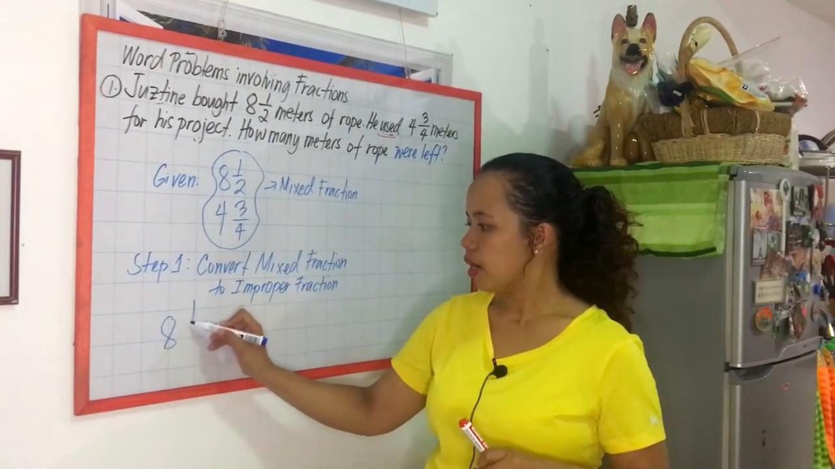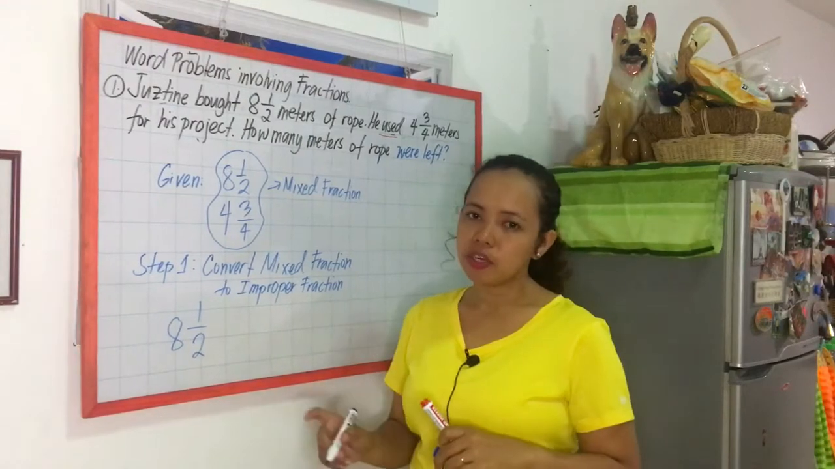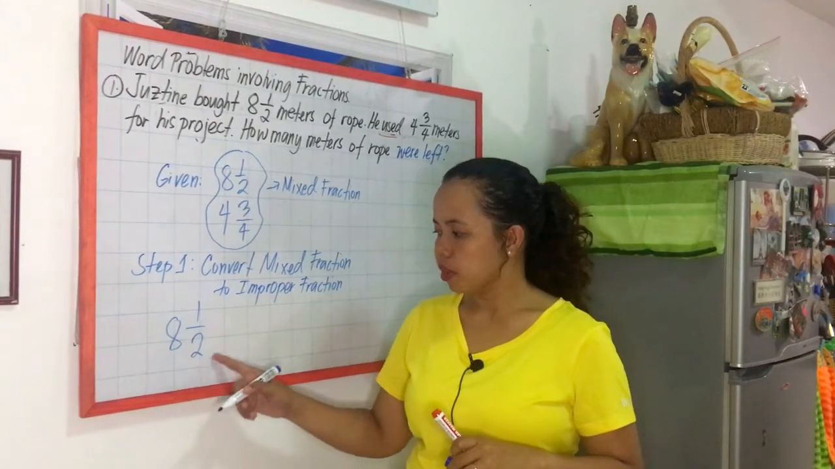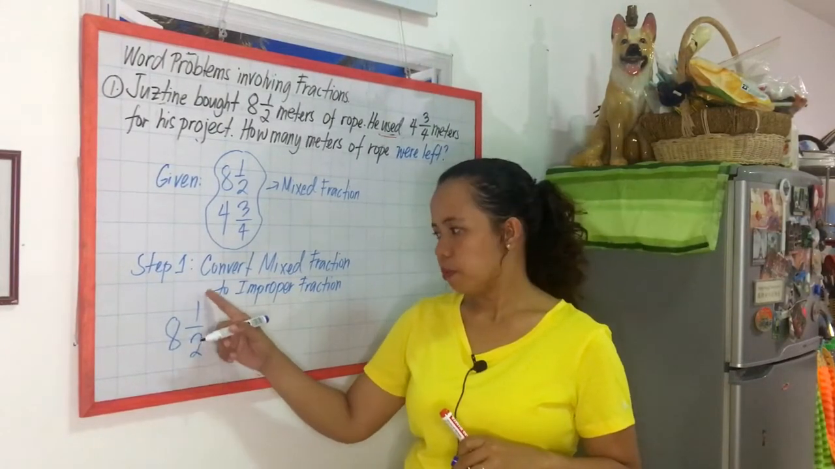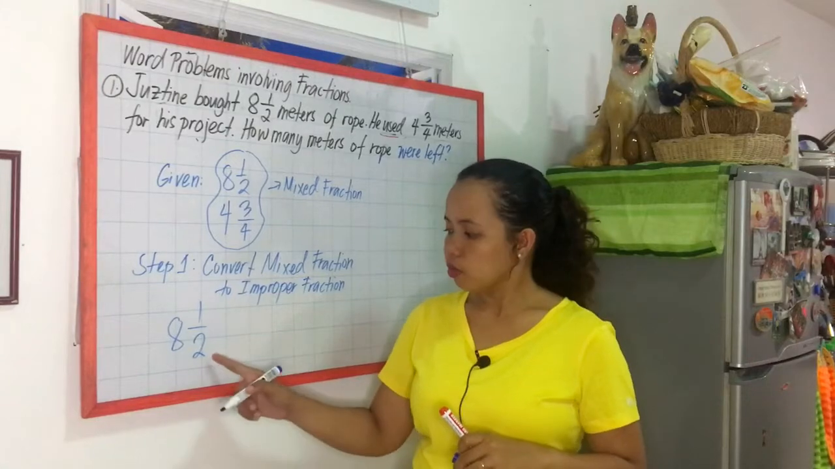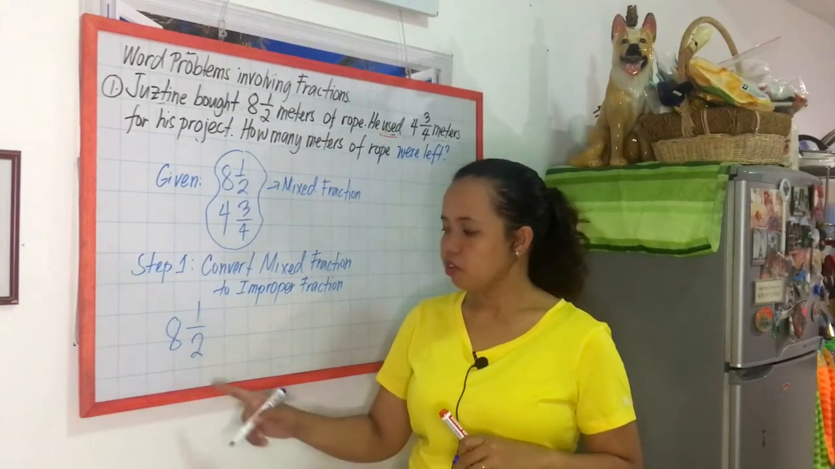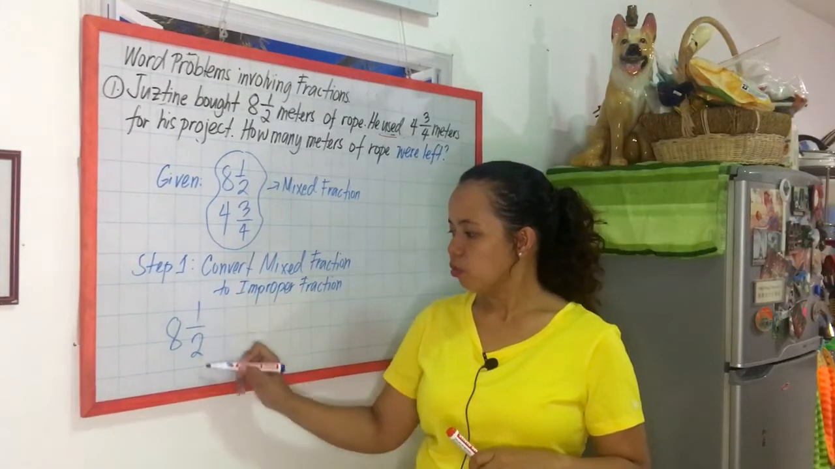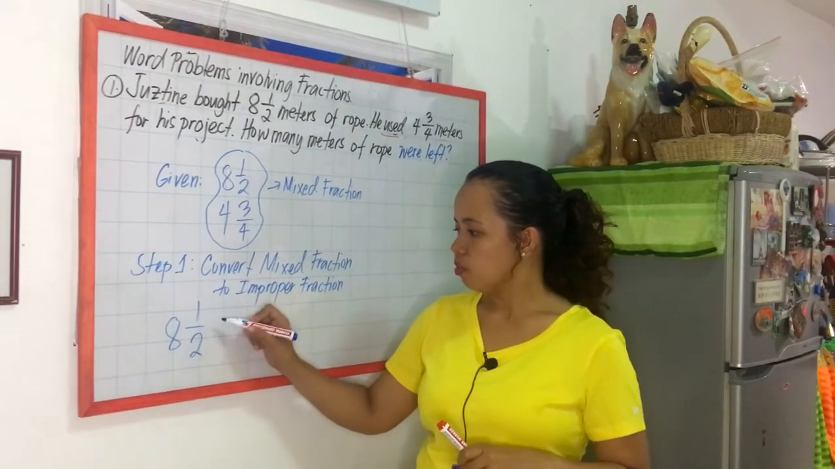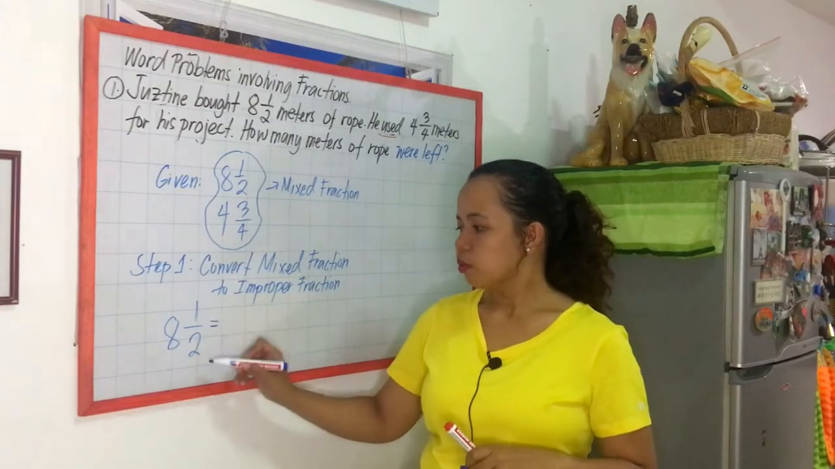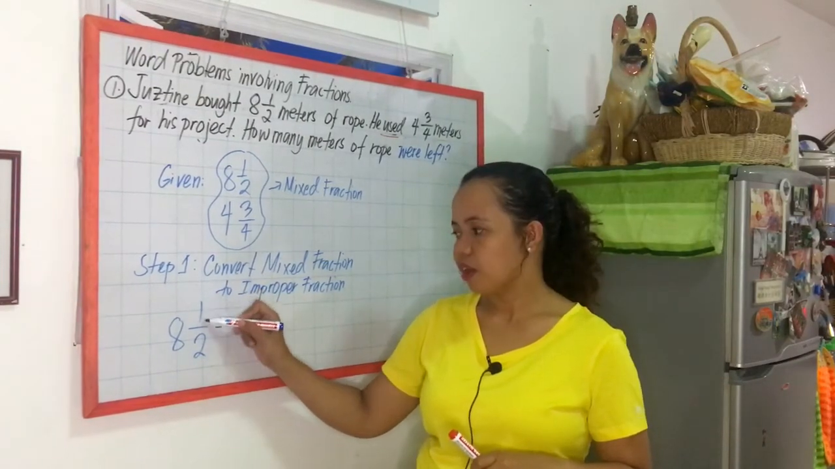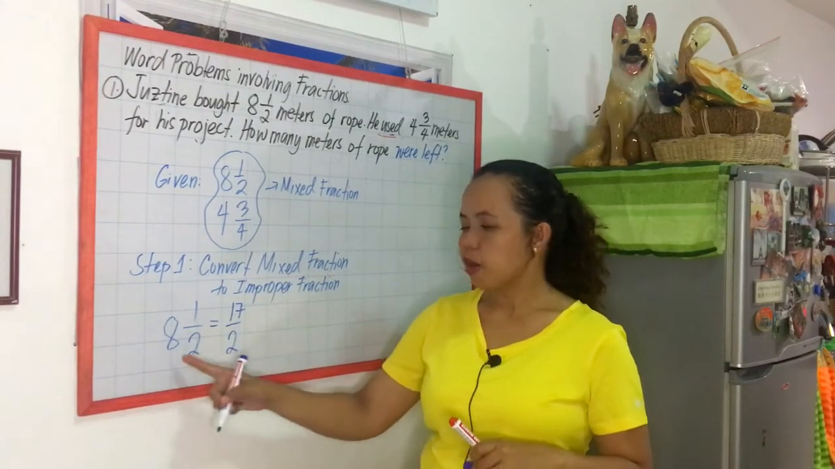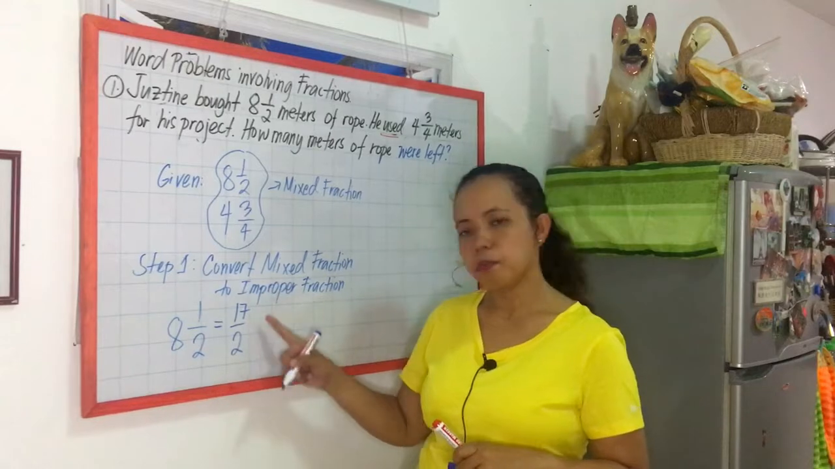To convert mixed fraction class, all we have to do is multiply the denominator. So, yung number sa baba, you call this one denominator. Yung number sa taas naman is numerator. So, multiply the denominator to the whole number. So, 2 times 8, that is 16. And then add plus 1. So, 2 times 8 plus 1, ang sagot is 2 times 8 is 16. Now, dagdagan ng isa. Plus 1 is 17 over 2. So from mixed fraction, meron na tayong improper fraction.